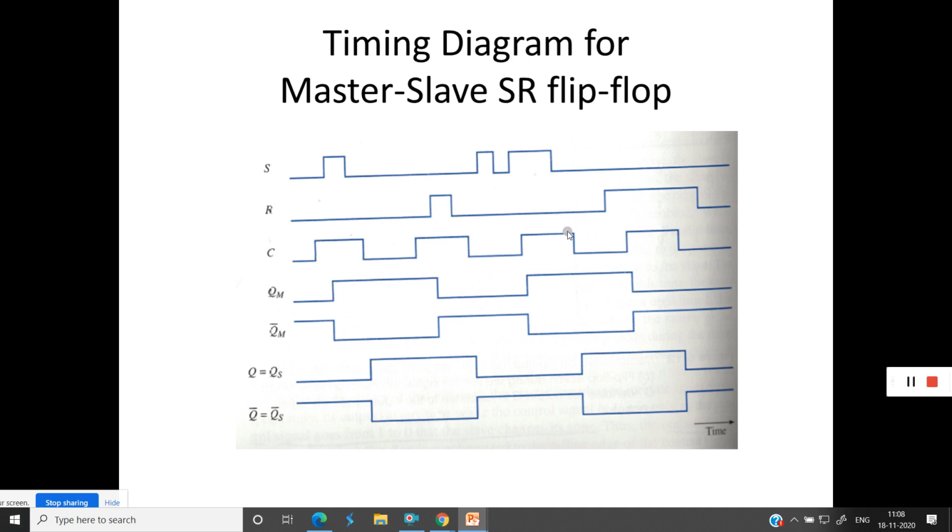Next, check here. Whenever the clock becomes from 1 to 0, what is the content of the master here? It is 1. That 1 is copied into the slave when clock becomes 1 to 0, here master is disabled, slave is enabled. So the contents QM and QM bar are connected to the S and R inputs of the latch. So this data is copied into the slave here, when clock becomes from 1 to 0. So QS and QS bar are complement to each other. You can see here, and they are nothing but the Q and Q bar of the master slave SR flip flop.